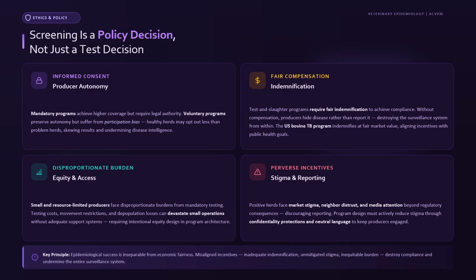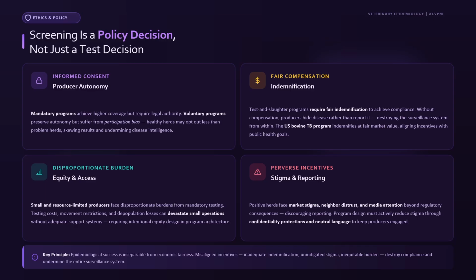4 issues sit at the center of it. First, informed consent and producer autonomy. Mandatory programs get you high coverage, but they require legal authority and they override choice. Voluntary programs respect autonomy, but they suffer from participation bias. The healthy herds are happy to enroll, while the problem herds quietly opt out. So the very animals you most need to find are the ones least likely to show up, and your disease picture gets skewed. Second, fair compensation.